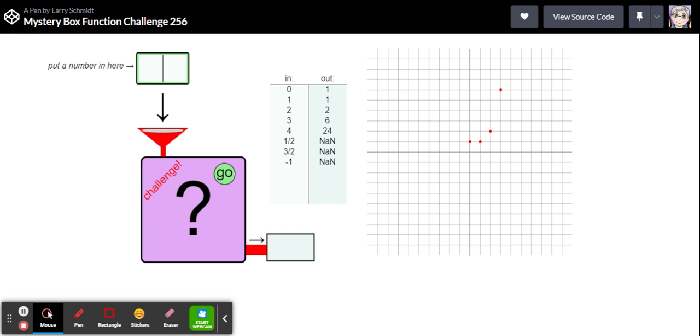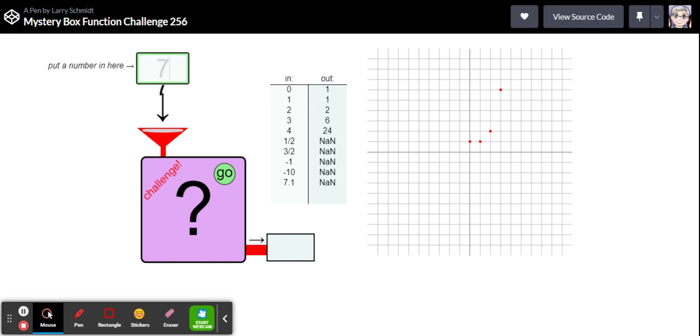Oh boy. Let's just try another negative number. Well, this is maybe the strangest thing we've seen. It looks like it's not defined for negative numbers, and maybe it's not defined for anything that's not an integer. So if we put in like 7.1 maybe, that is, again, not a number.